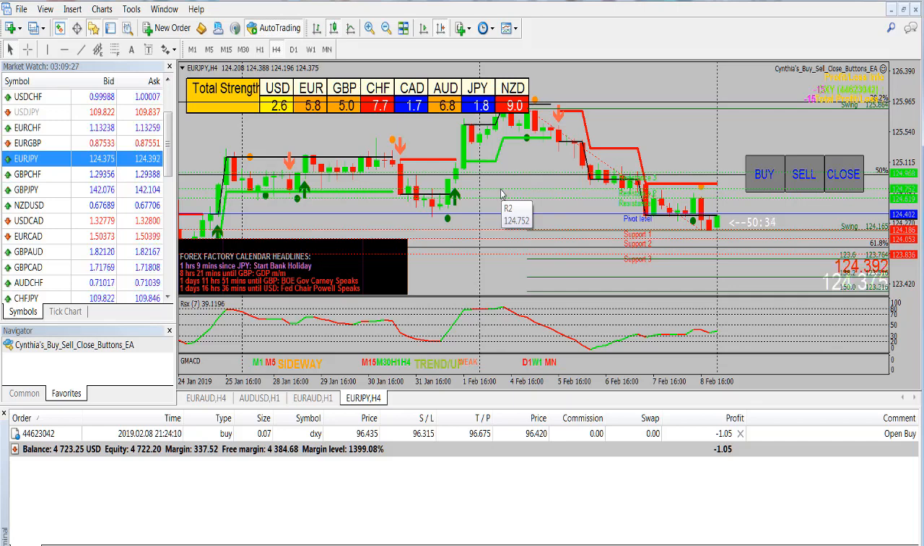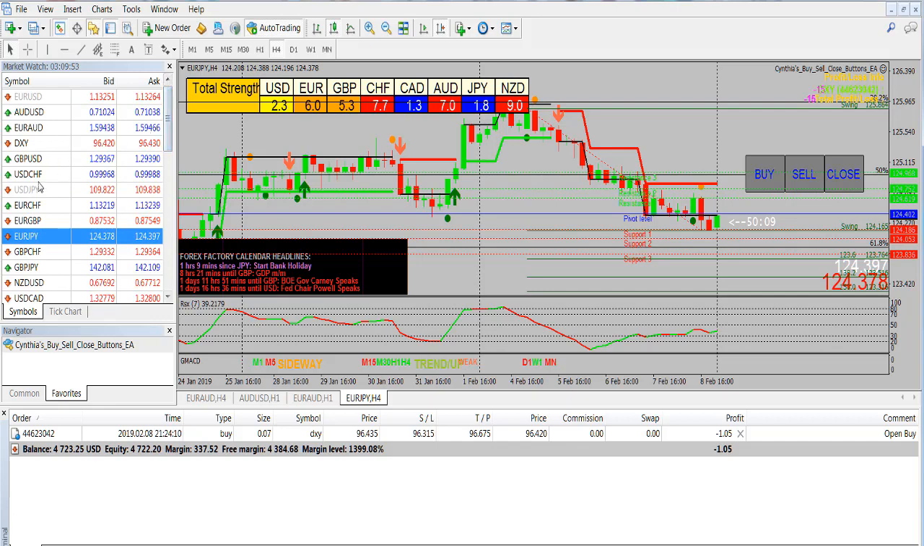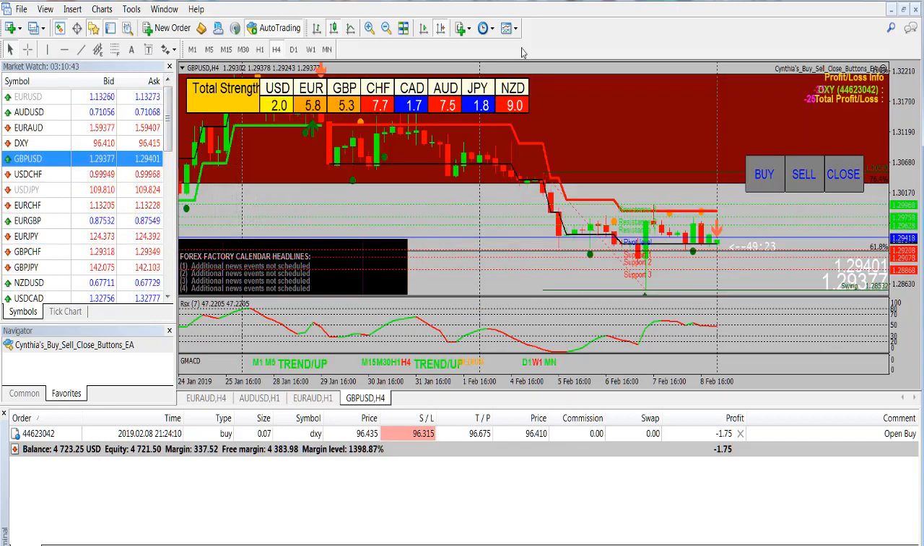Some of them just don't have very big ranges, and I found that the pound cross pairs have the biggest ranges. Those are the ones I always want to be looking at. Right now the pound is strong, orange at 5.0, and it's strong in comparison to the US dollar. So we could take a look at the pound dollar. I have a bad internet connection tonight, so that's why my Forex Factory calendar headlines is not filling in.